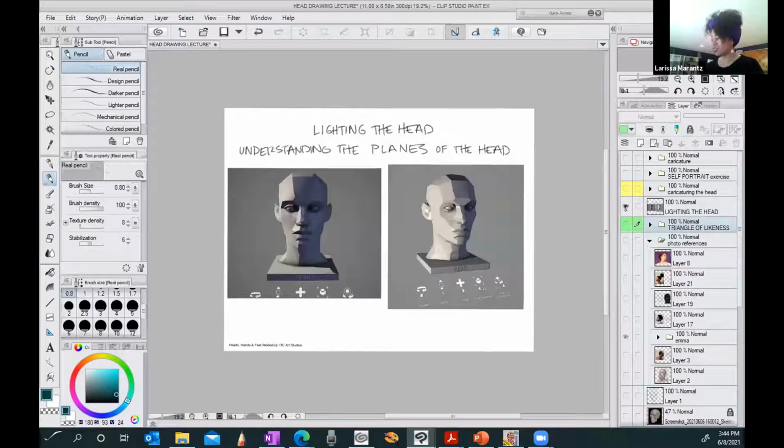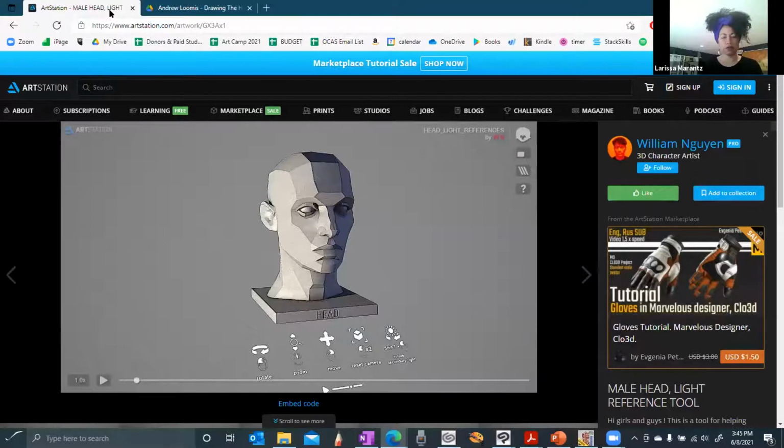Lighting the head and understanding the planes of the head. This is really cool. I'm going to show you guys this real quick. So, stop share. Okay, we're going to share. This is on ArtStation. Okay, screen 2, share. All righty, here we go. Sorry, I'm just organizing my Zoom.